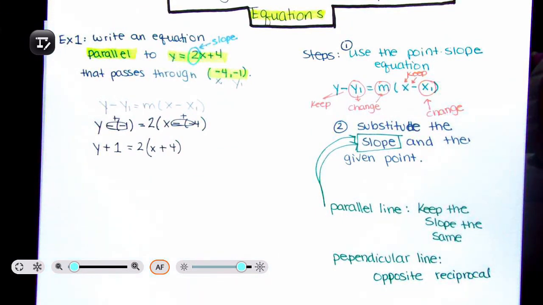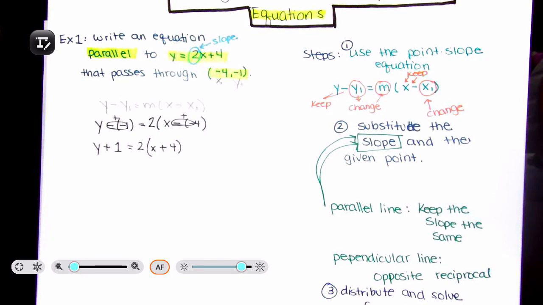And then so after that, step number 3 is distribute and solve for y. So basically we want it in y equals mx plus b format. So let's do that. Let's distribute and solve for y.